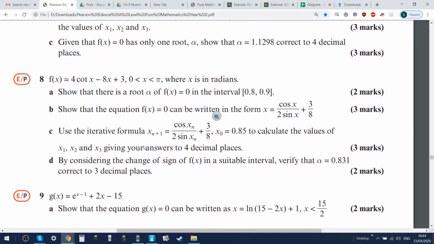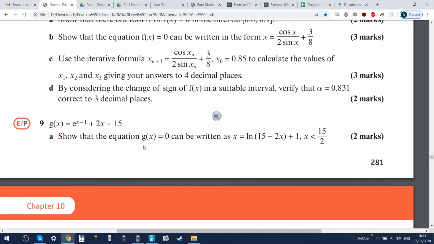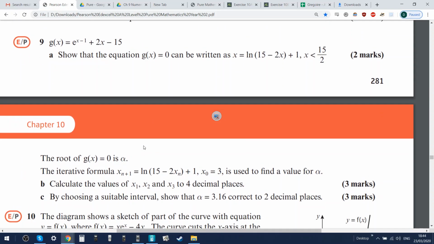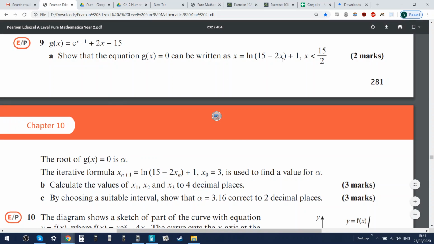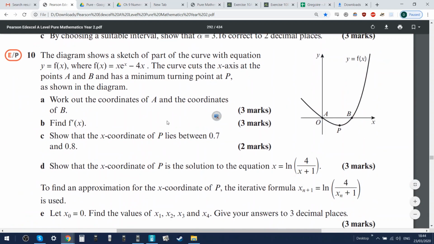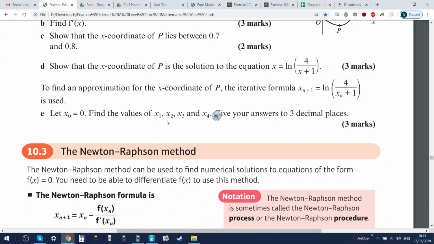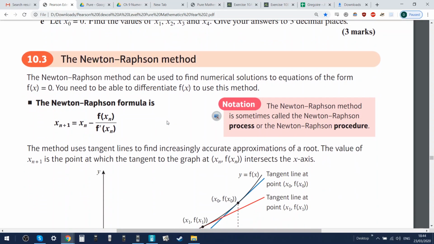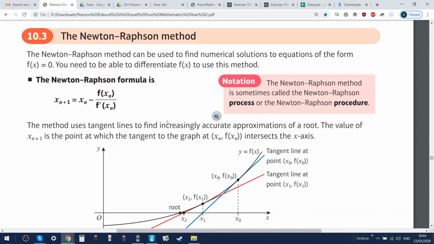That's just the same as square root. So yeah, you have the idea for these. You can see there, show that this can be written as ln something. They just made e to the x the subject and then did ln to both sides. And so it's the same thing over and over again. Yay, Newton-Raphson.